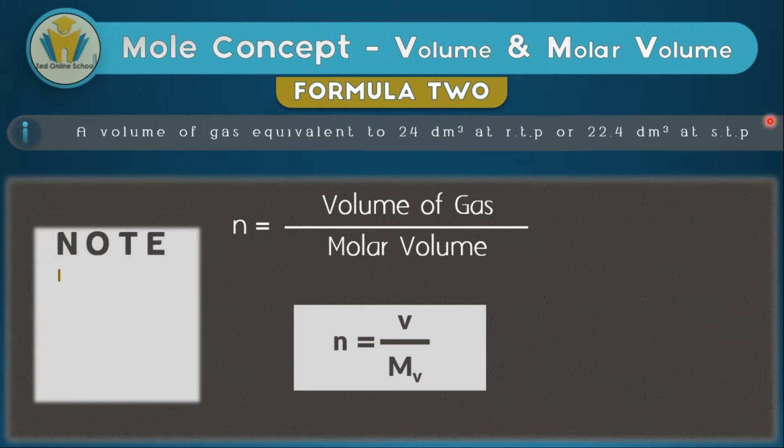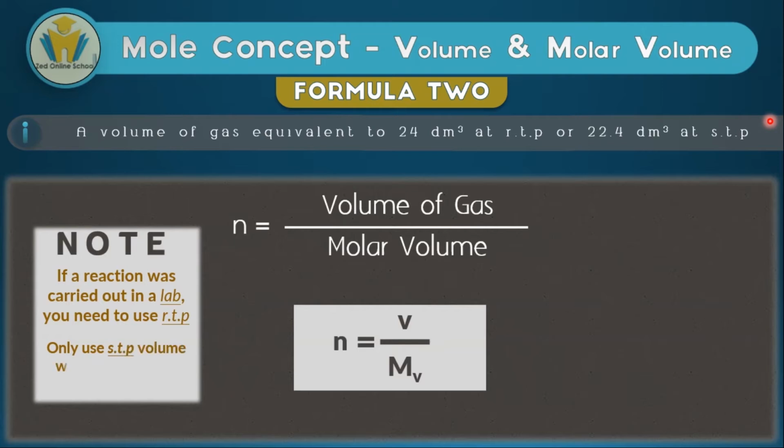You should also note two things here. If a reaction was carried out in laboratory, you need to use room temperature and pressure because a laboratory is just a room. Then you only use the standard temperature and pressure if the question tells you to do so. If it's not stated in your question, it's usually RTP.